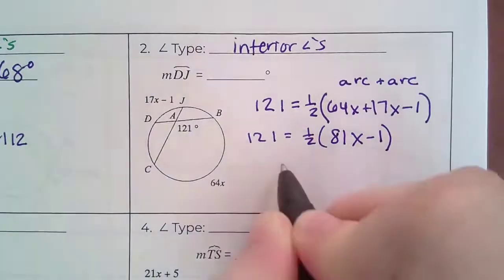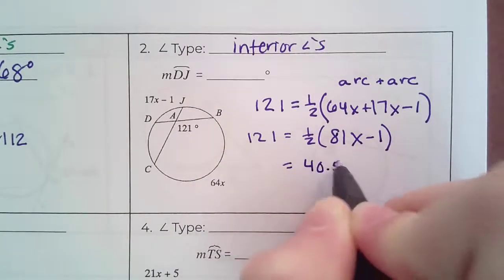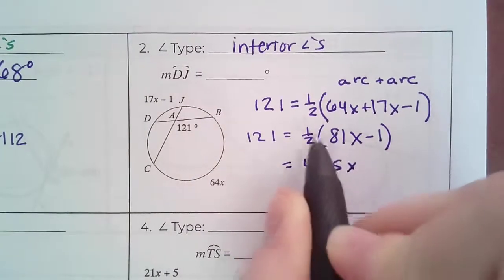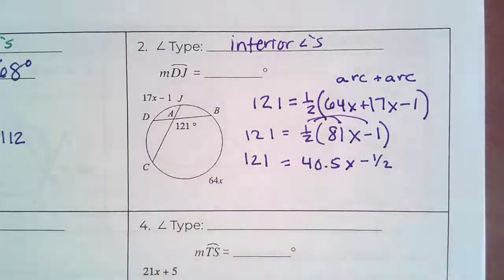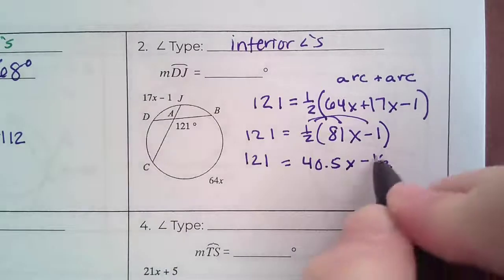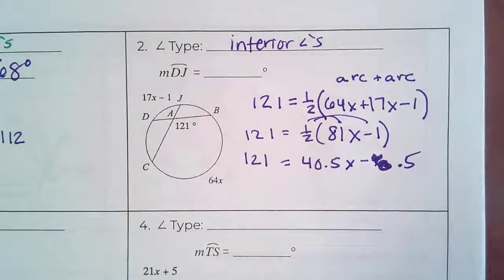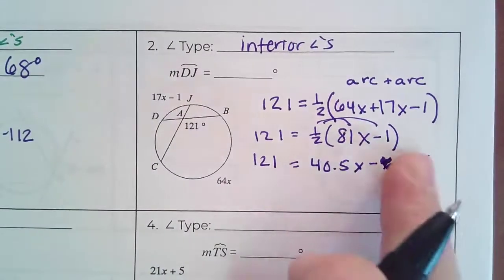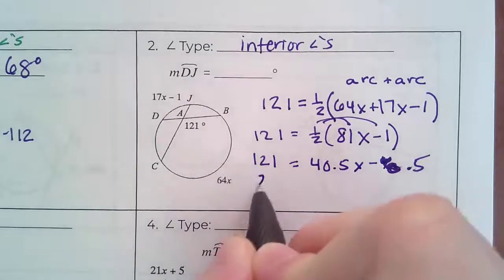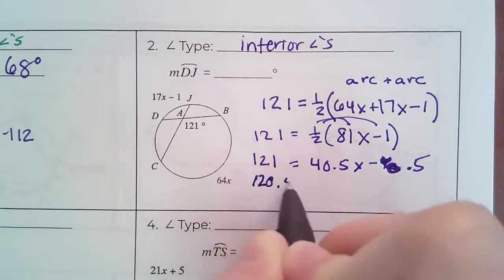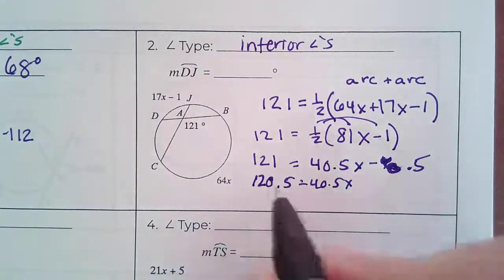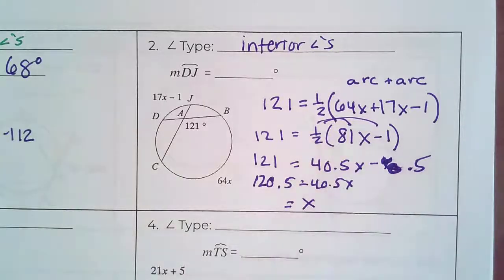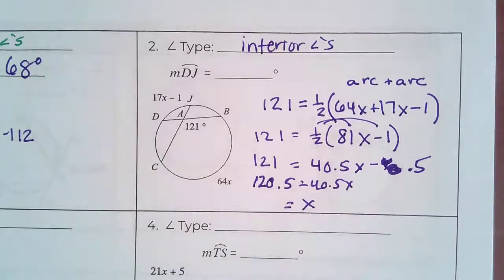So 81 times 1/2 is 40.5x, and then -1 times 1/2 is -1/2. Probably should just use 0.5, so I'm keeping consistent, staying with decimals. Subtract 1/2, so I have 120.5 equals 40.5x. Divided by 40.5, so x equals what? 120.5 divided by 40.5.